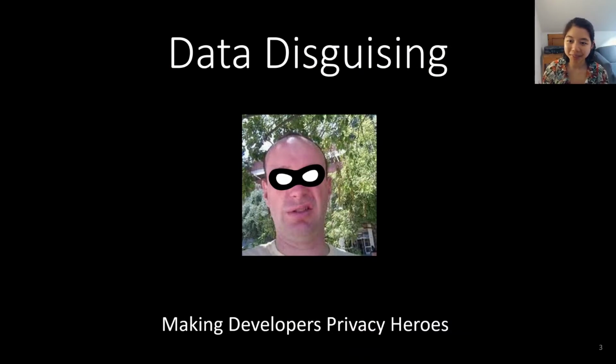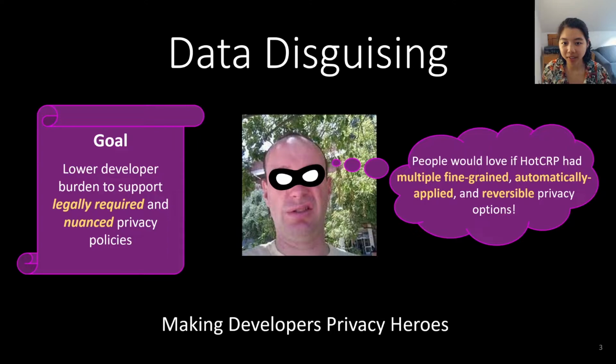To help developers become privacy heroes and give people the privacy they deserve, we propose data disguising, a framework that allows developers to systematically reason about privacy transformations. Data disguising aims to lower the developer burden to support legally required privacy policies, such as GDPR user account deletion, and also more nuanced policies such as universal conference anonymization that may, for example, automatically anonymize reviews and even be reversible.